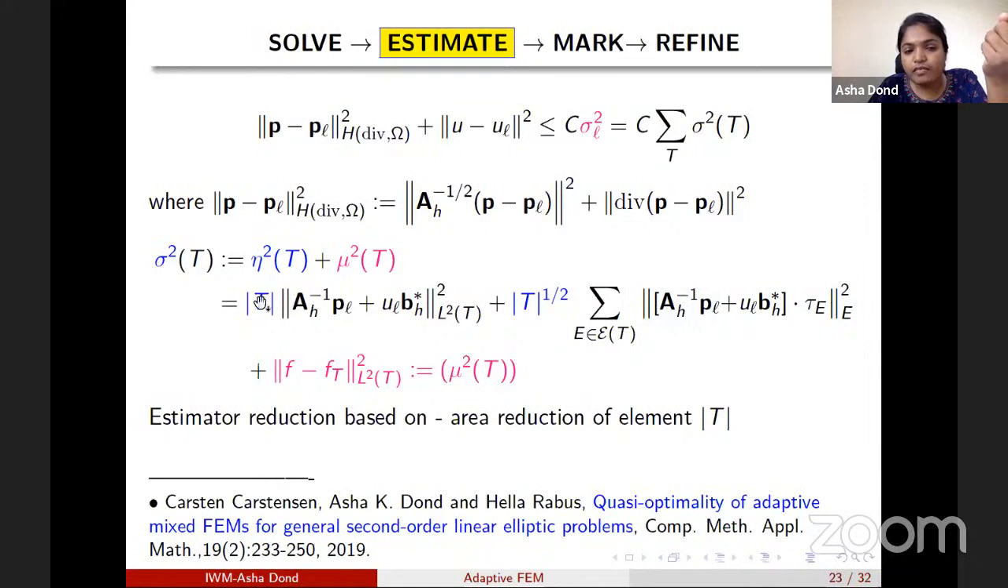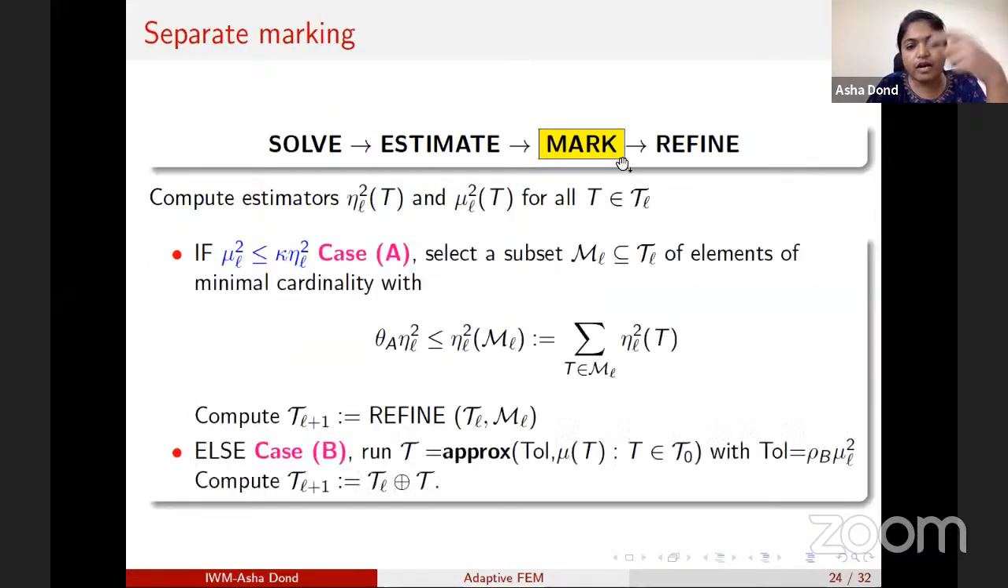So for that, we have divided our estimator into 2 parts: the collection of the first 2 terms, and the second, which is the data approximation. The plus point here is that f minus f_h is a given quantity, so it is totally independent of your problem. So we can distinguish these 2 parts. And we have applied a separate marking algorithm, where we just compare the error between the data approximation and the estimator.